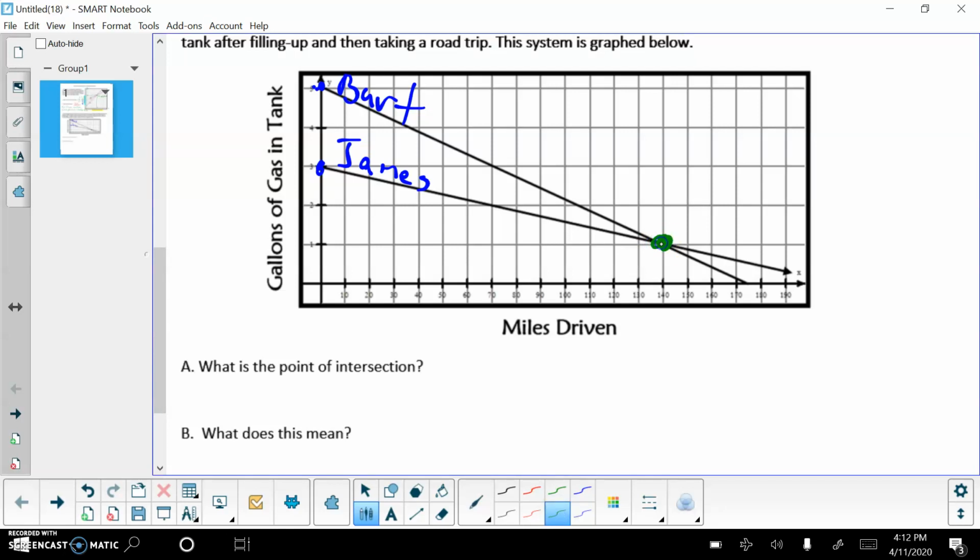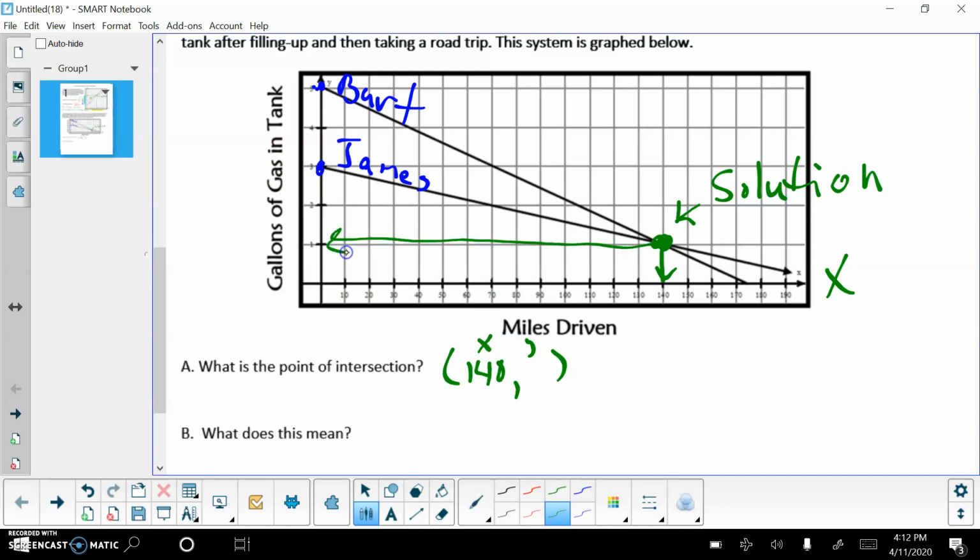And on a system, that spot is referred to as the solution. And I'm going to give the coordinates. Now remember, it's x first, y second, and my x-axis is the across. I'm going to come down. That's at 140. And then the y is the up and down axis over here, and that's at the 1. And that's the one spot that they have in common.